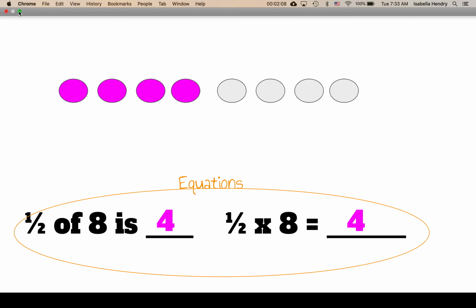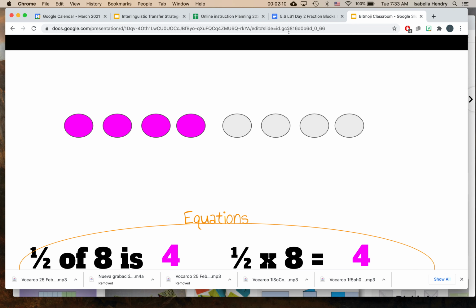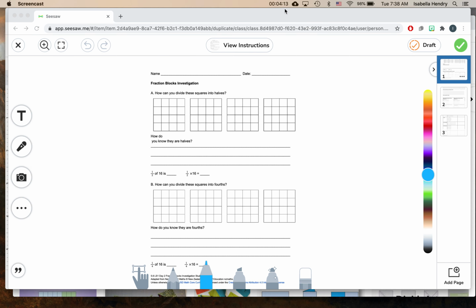So let's look at what we will do for our homework today. All right, so here I am in the activity. As you can see, it is 3 pages. So the first question is, how can you divide these squares into halves? So I'm going to grab my highlighter and I'm going to highlight half of the square.